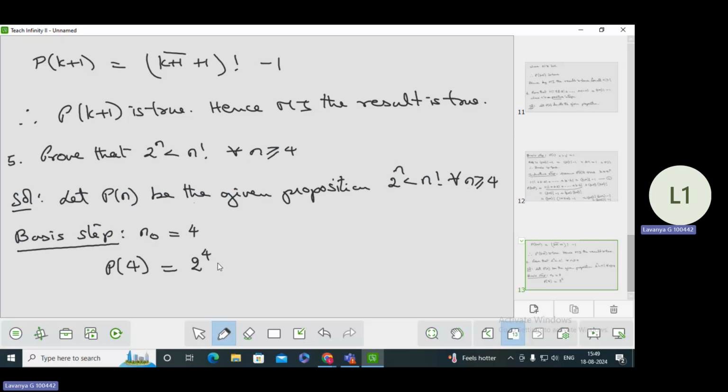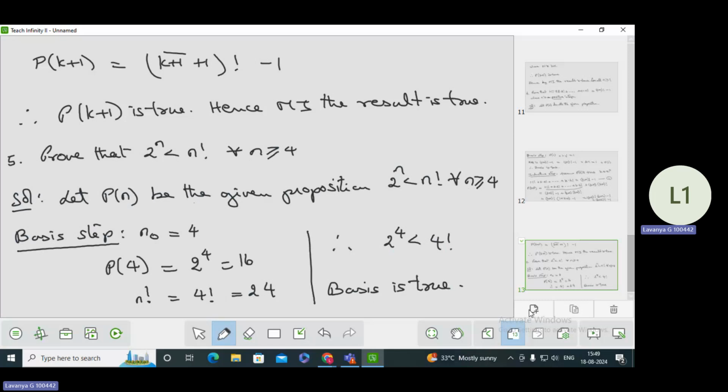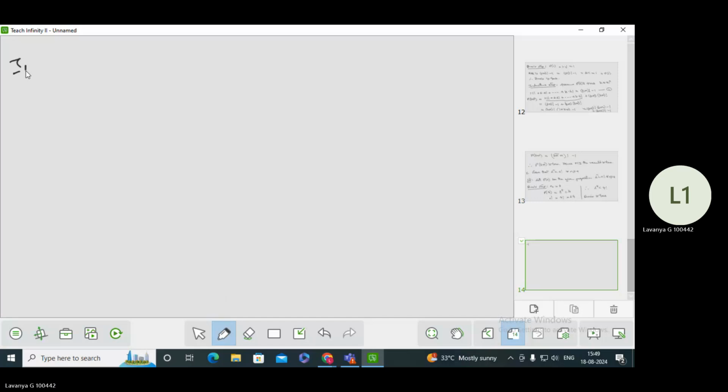What is this? 2 power 4, which is 16. Similarly, the right hand side, I need n factorial, which is nothing but 4 factorial. What is my 4 factorial? Value is 24. Therefore, my 2 power 4 is strictly less than 4 factorial, or simply, the basis is true. So next we go for the inductive step.